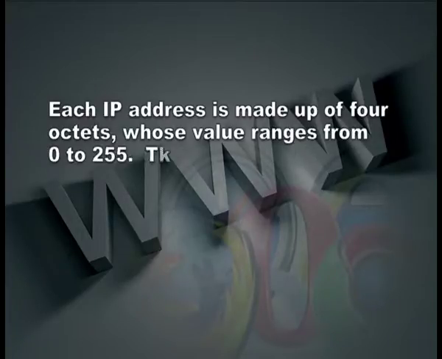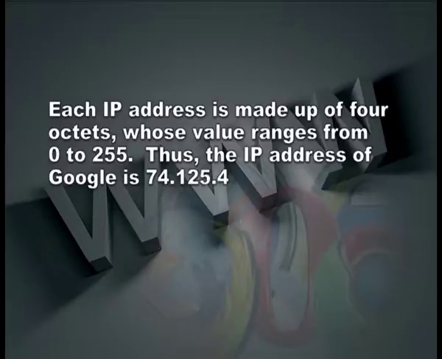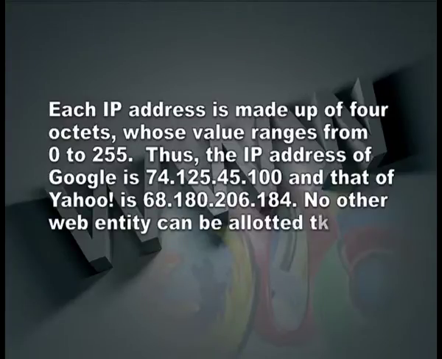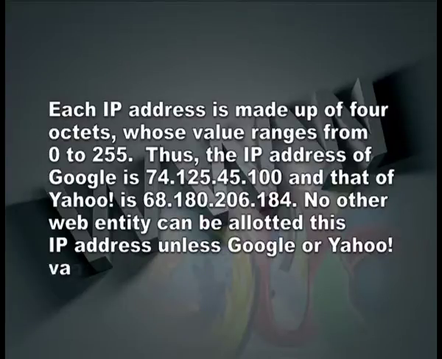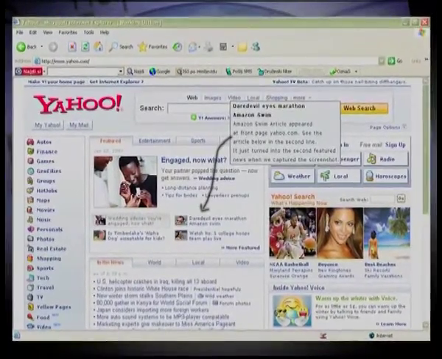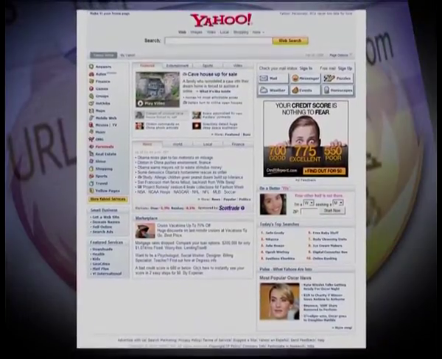Thus, the IP address of Google is 74.125.45.100 and that of Yahoo is 68.180.206.184. No other web entity can be allotted this IP address unless Google or Yahoo vacates them. These IP addresses are the machine names of the servers on which Google and Yahoo data are stored. Each time you search for Google or Yahoo, you are directed to these servers.